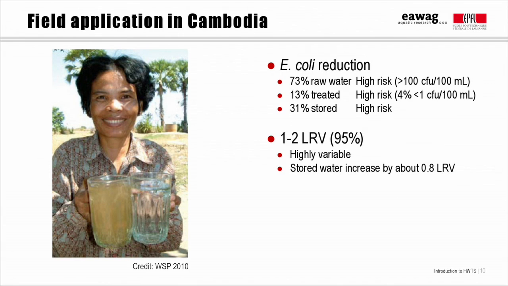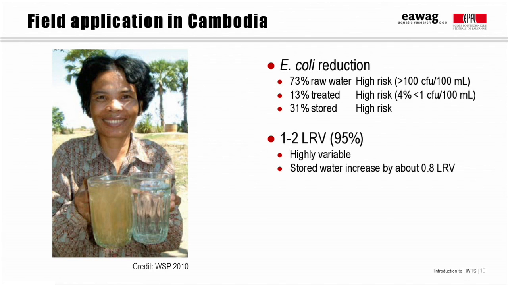The evaluation found that E. coli was reduced somewhat by the biosand filters. If we first think about high-risk waters, which are considered to be those having at least 100 CFU E. coli per 100 mL, well, in the raw water, 73% of samples were in this high-risk class, and only 13% of treated water was considered high risk, and that was a significant difference. However, only 4% of the treated water samples had no detectable E. coli and then would meet health-based targets.